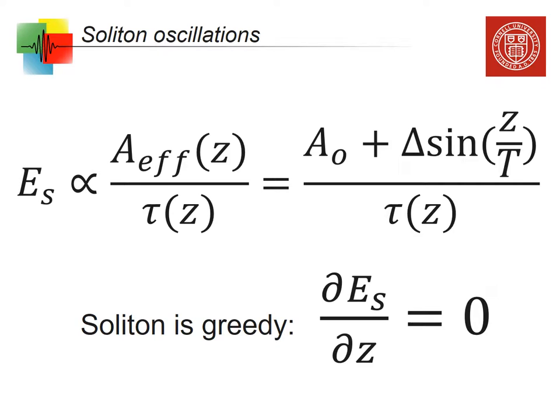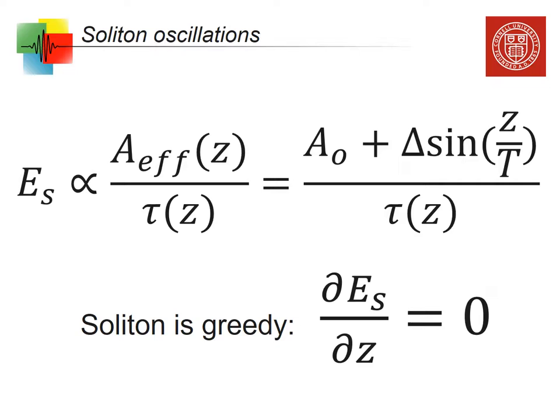The soliton is a particle, and it behaves like a particle. And one aspect of that is that it's sort of greedy. It's conservative. It doesn't want to give up its energy. So let's say that the soliton tries to make this the case. It tries to not lose energy. This turns out to be true.